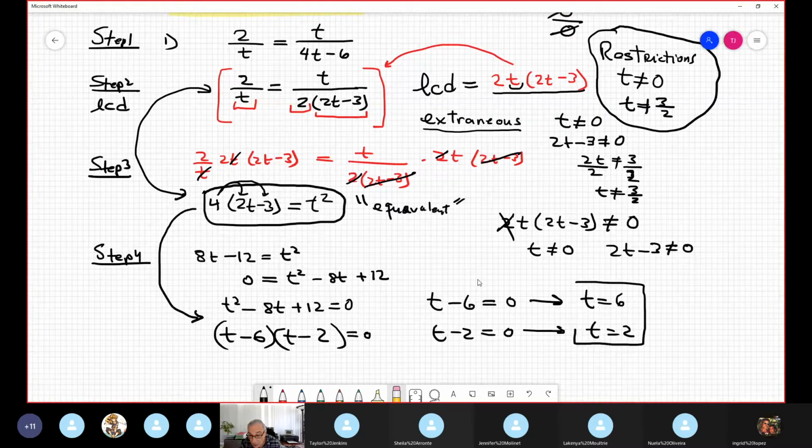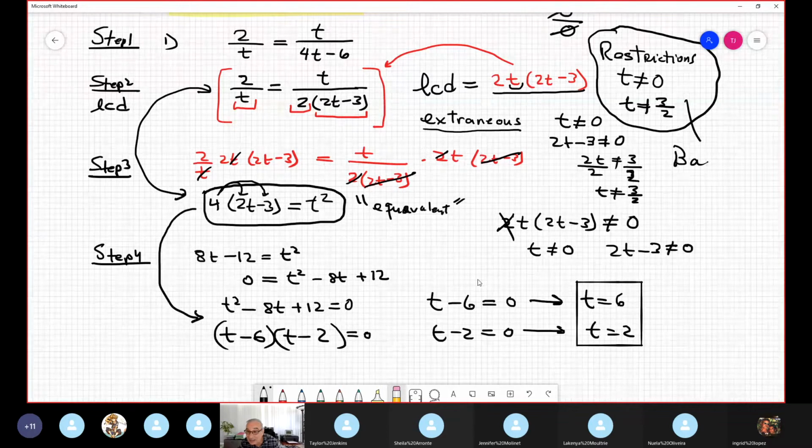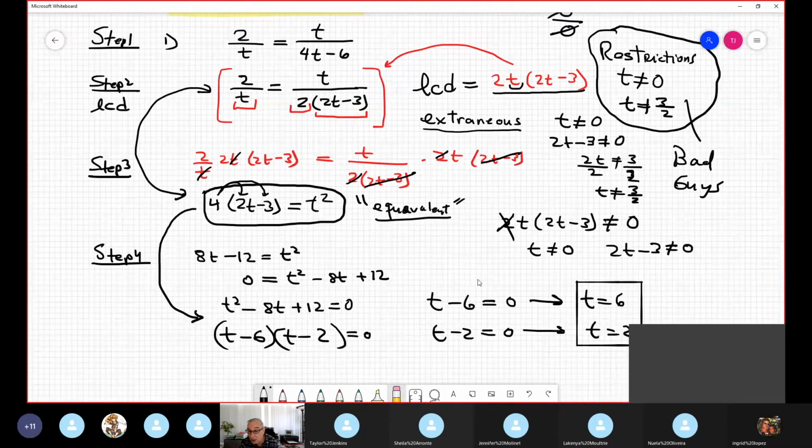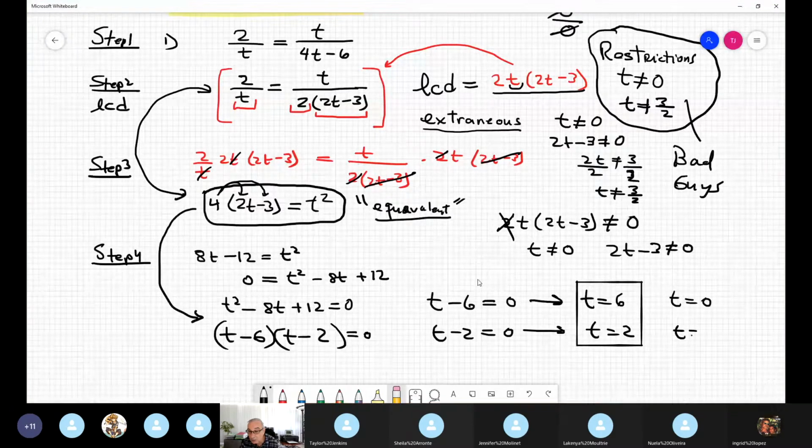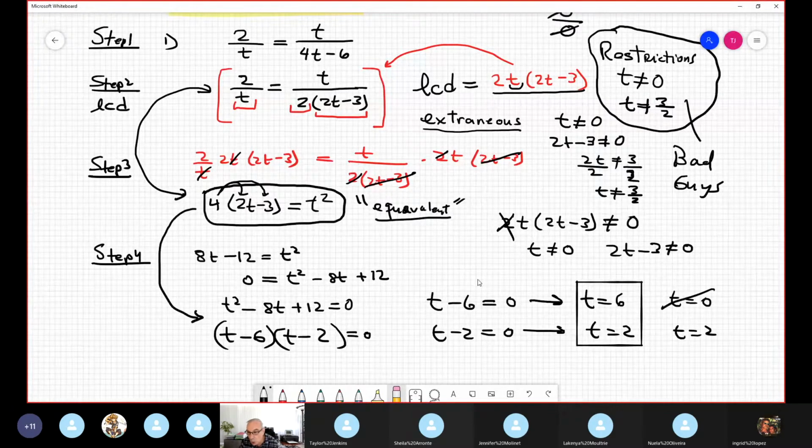Well, I don't know, because I need to come back to the restriction. Remember, the restriction is the bad guys. And the bad guys may coincide with the solutions of the equivalent equation, and the restriction you delete. Suppose hypothetically, not in this example, but I promise you will see in another example, that you get, for example, t equals 0 and t equals 2. Suppose hypothetically 0, no, I discard the solution because t equals 0 is a restriction. Do you understand the idea?